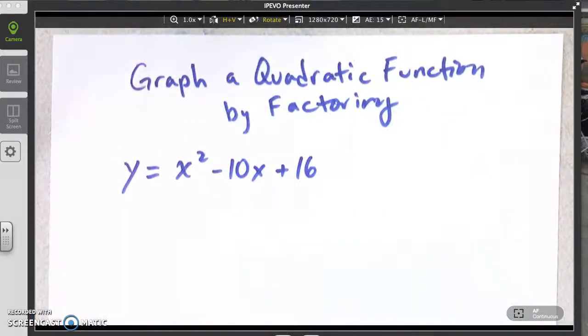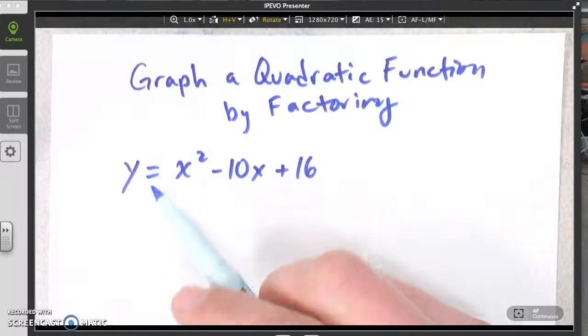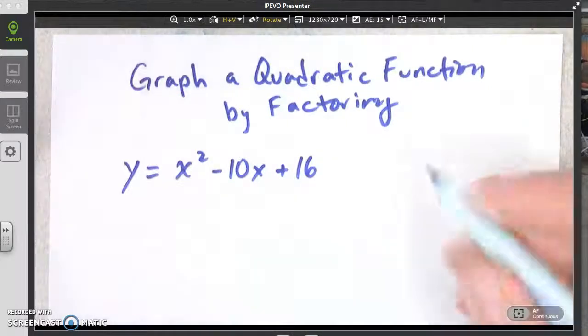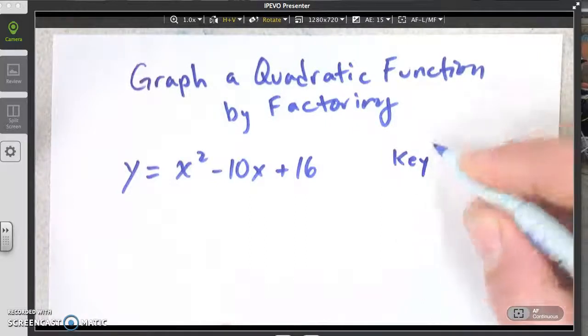All right, so if you had x squared minus 10x plus 16, what you've got there, we know it's going to be a parabola. That much is determined by the fact that the leading term is x squared. The problem is, how do you do it without making a table of values of every single possible value? And the goal with that is just to find three key points: the intercepts and the vertex. So let's put that over here.